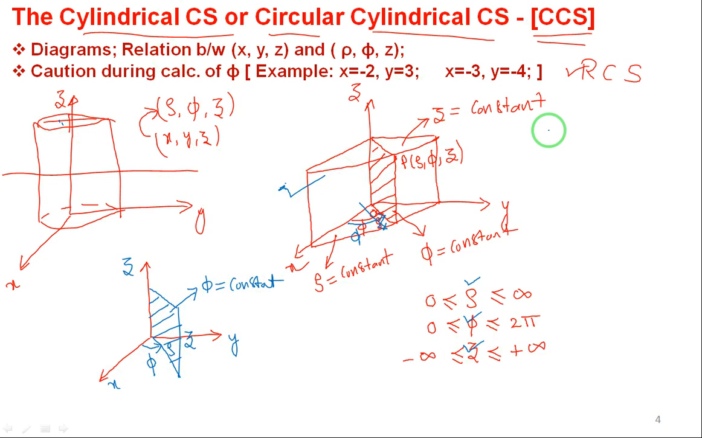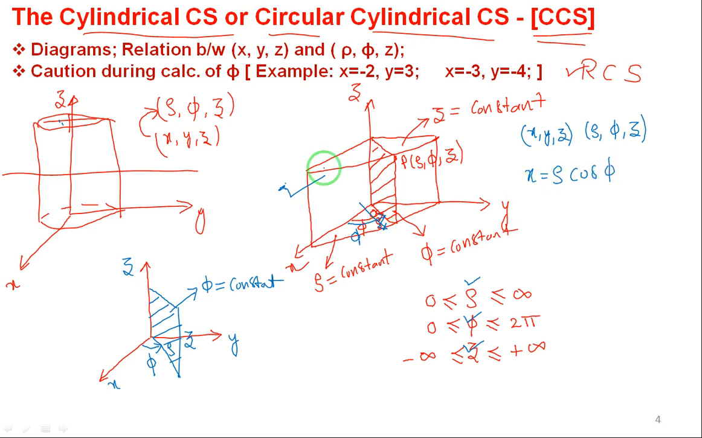What is the relationship between rho, phi, z and x, y, z? x, y, z are the three coordinates in the rectangular coordinate system. Rho, phi, z are the three coordinates in the cylindrical coordinate system. If I know rho, phi, z, I can calculate x, y, z. If I know x, y, z, I can calculate rho, phi, z. Let's see what the relation is. x is equal to rho cos phi.